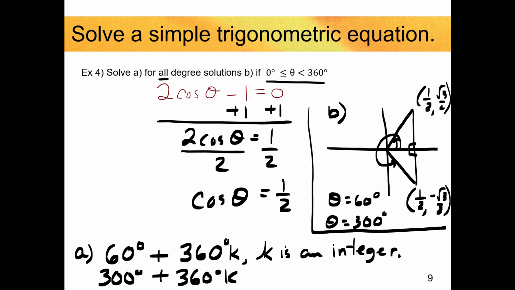You write k is an integer. We're going to mostly define k as an integer, but you could also define it as an odd integer, or as an even integer. We get to choose how we want to define k. All right.